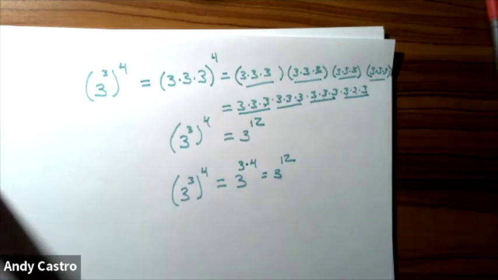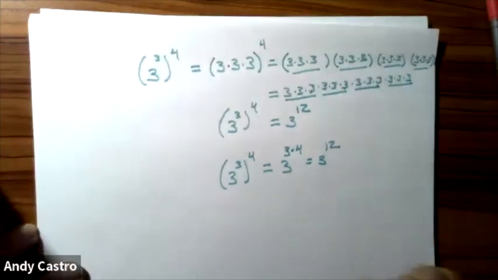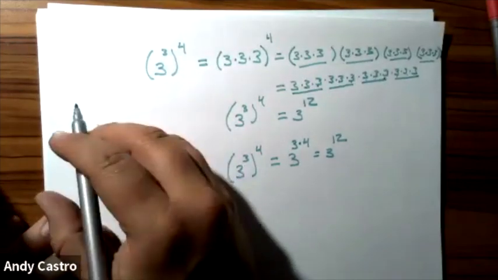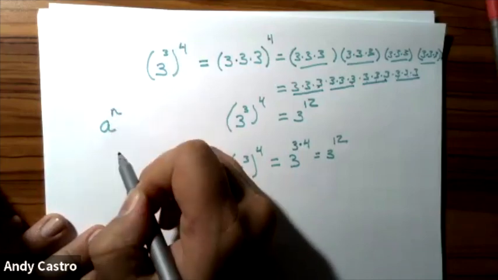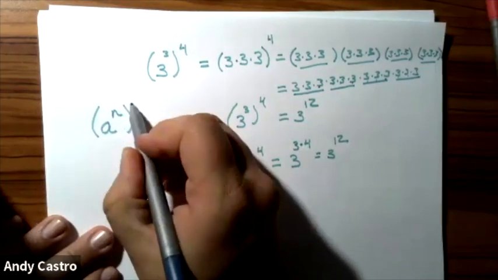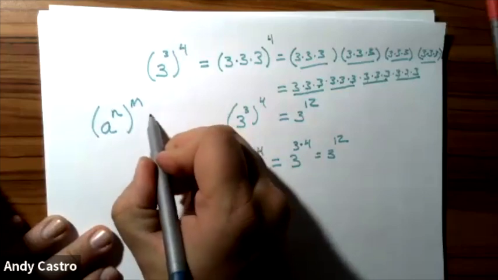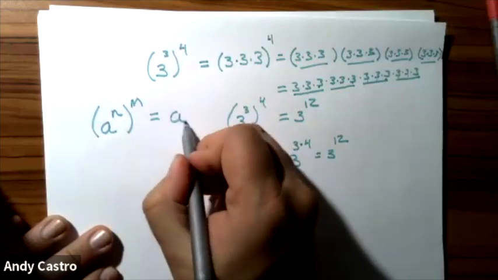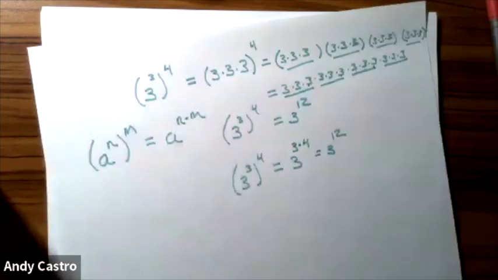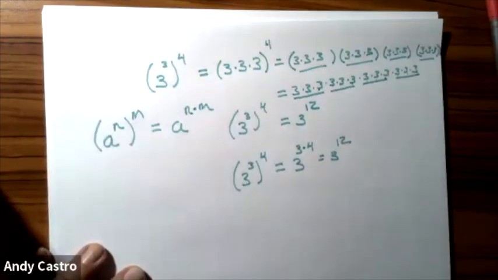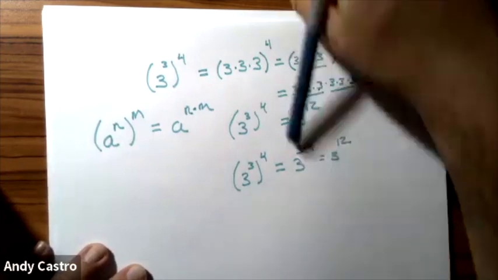Okay. So to generalize this statement, we have a to the nth raised to the mth power. That is a to the n times m.